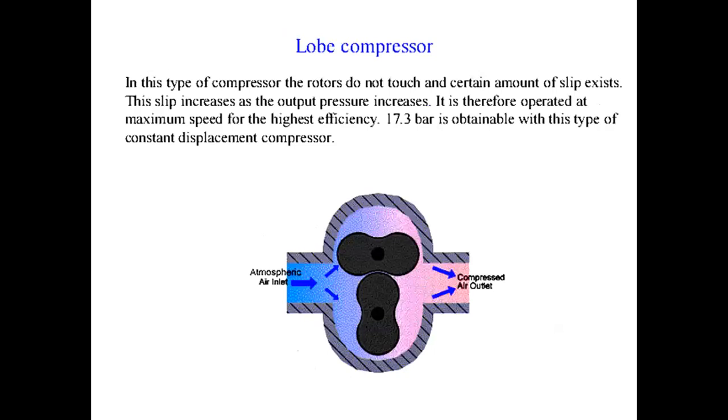Lobe compressor. In this type of compressor, the rotors do not touch and a certain amount of slip exists. This slip increases as the output pressure increases. It is therefore operated at maximum speed for higher efficiency. Bar is obtainable with this type of constant displacement compressor.